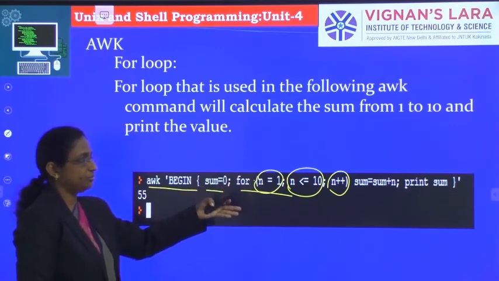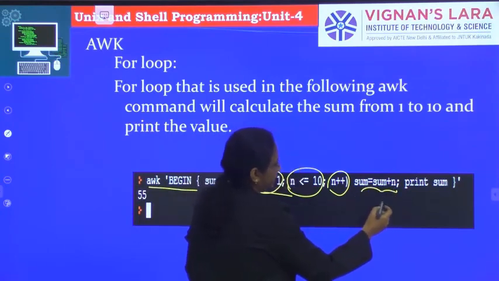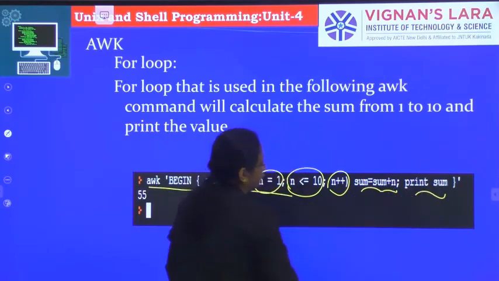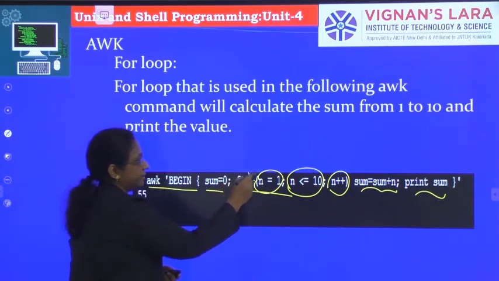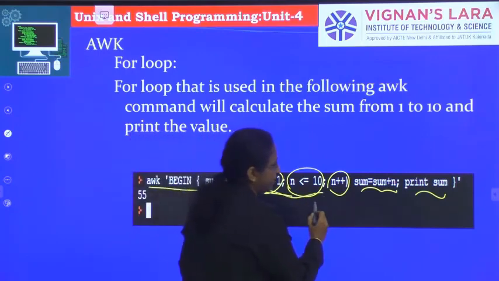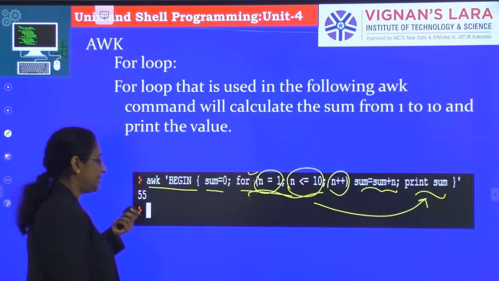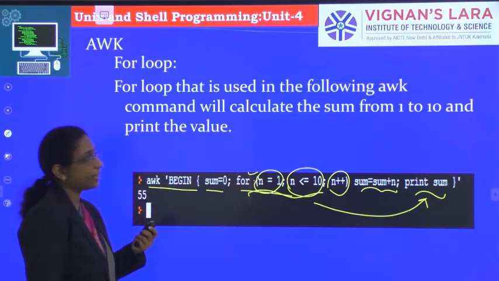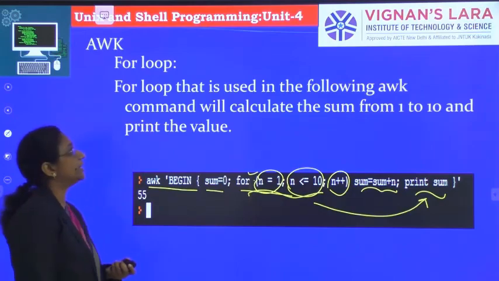When the condition is true, the operation performed is sum equal to sum plus n, and finally, when the for loop terminates, it will print the sum. So that is 55. It will be printing the sum from 1 to 10. So that is the for loop.